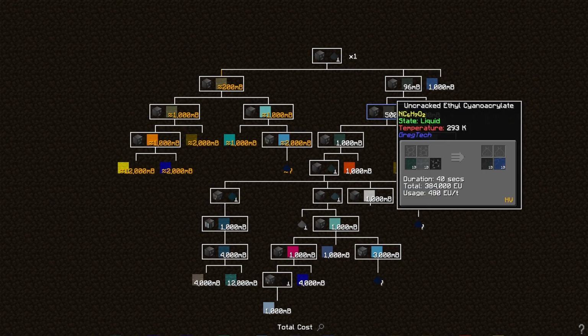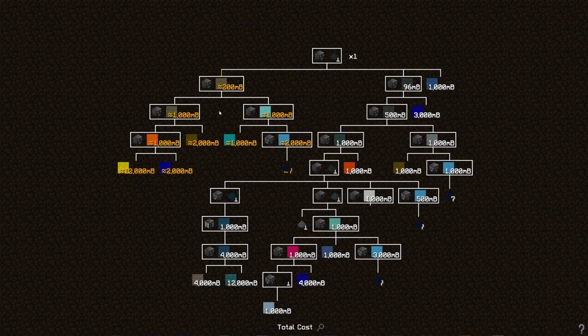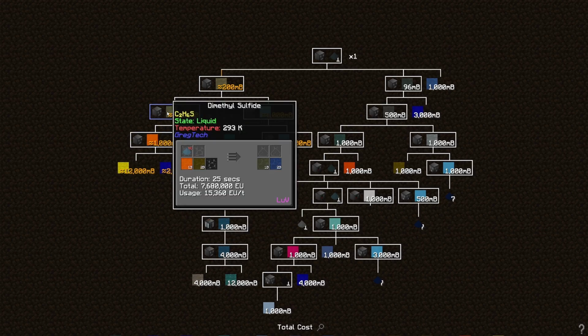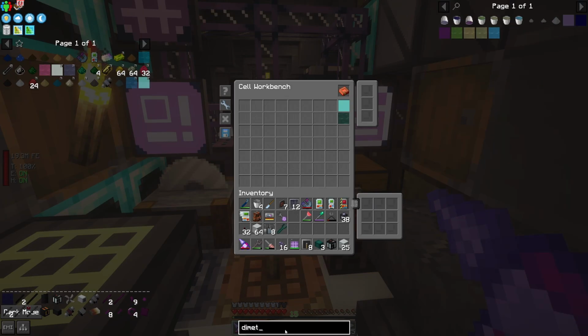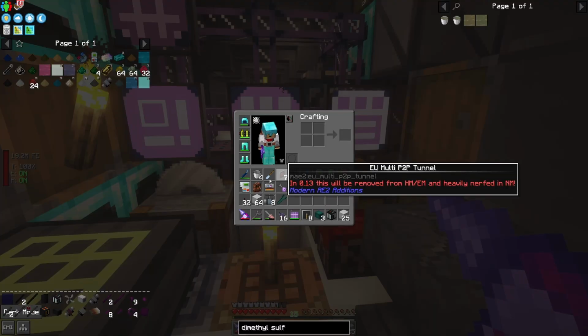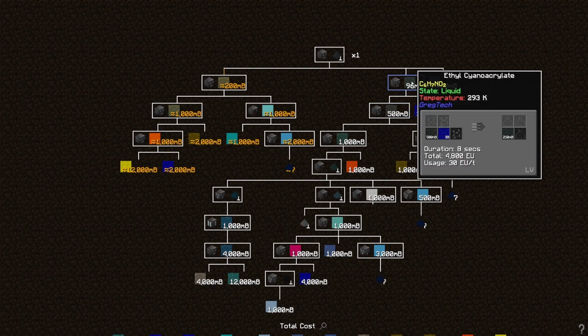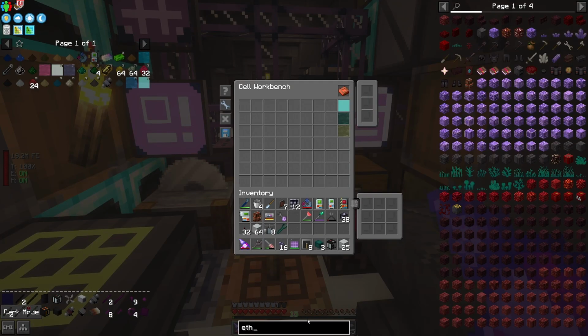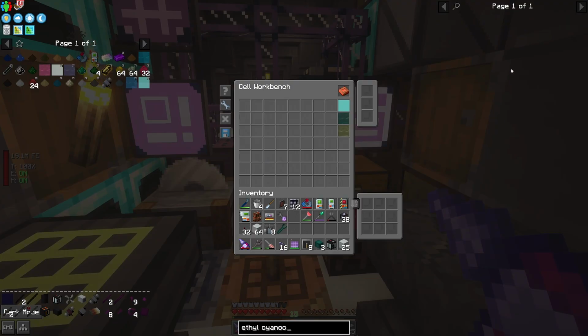Oh, we're also going to need a cracking machine. So that'll be something about the bill off camera. Dimethyl sulfide. Wait, that was sulfoxide. We need sulfide. And the last, oops, wrong window. The last one being ethyl cyanoacrylate.